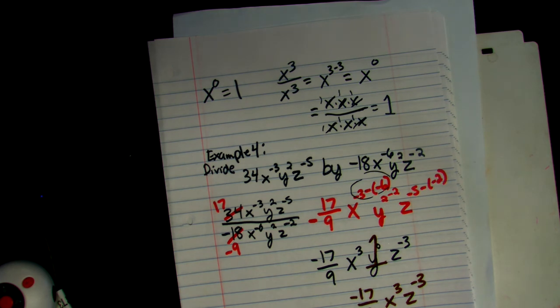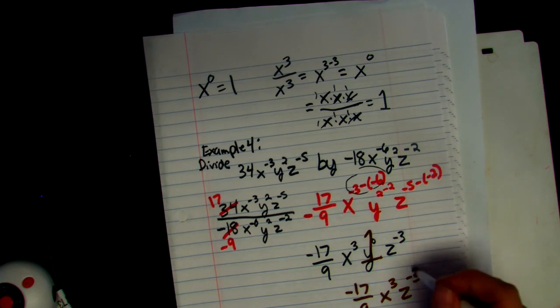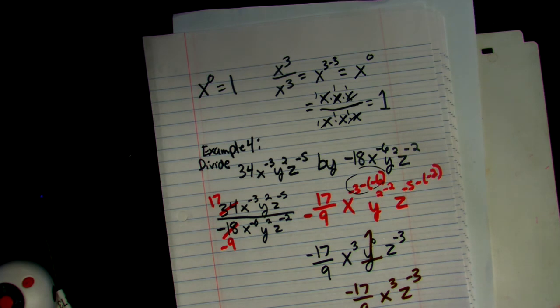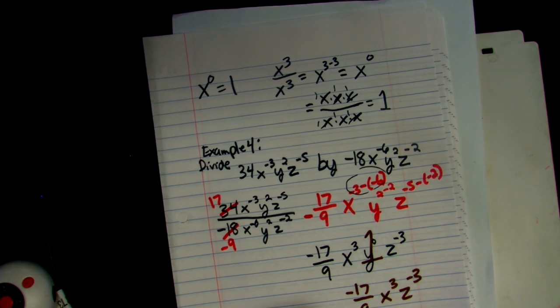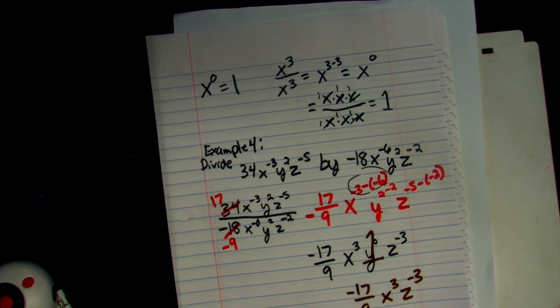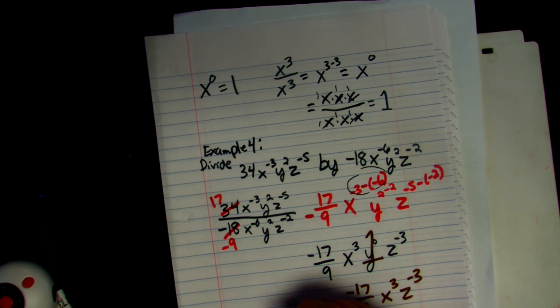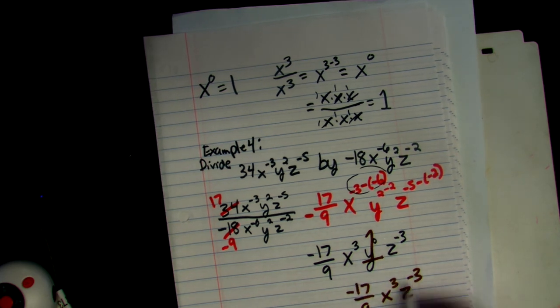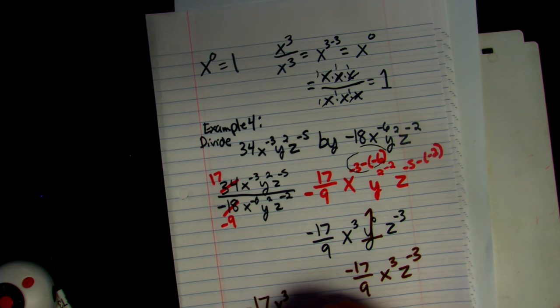And if we want to have this as a positive exponential form, like they asked for, if it's a positive exponential, this z to the negative 3 is an issue. So everything else can stay where it's at. The only thing that needs to move is the z to the negative third. It needs to move to the denominator so we can have a positive exponent.